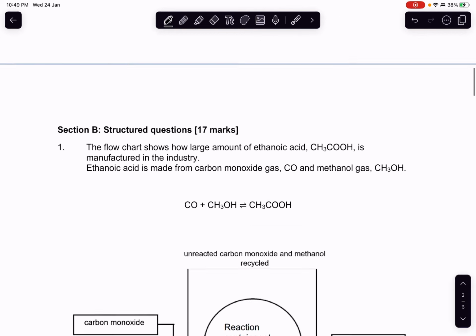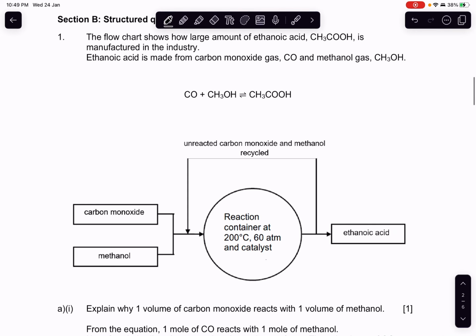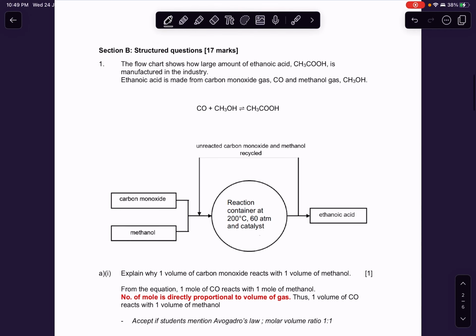Okay, section B. When you see this question, first thing you need to understand what they are trying to say. They say the flowchart shows how ethanoic acid is manufactured. So this is your product, being manufactured from carbon monoxide and methanol. Ethanoic acid is made from carbon monoxide gas and methanol gas.